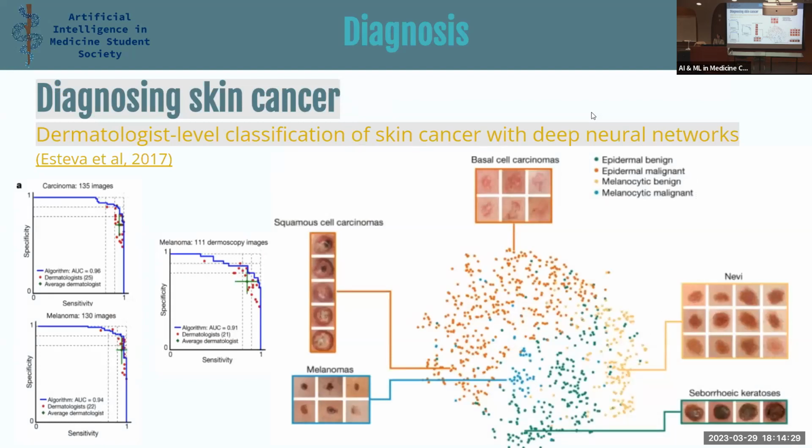Again, just another example with dermatology. So there's dermatologist-level classification of skin cancer using deep neural nets. Again, this is the whole screening and diagnostic pathway that we have in primary care. So these are emerging technologies that we could potentially use and that would be very effective for use in Canada.